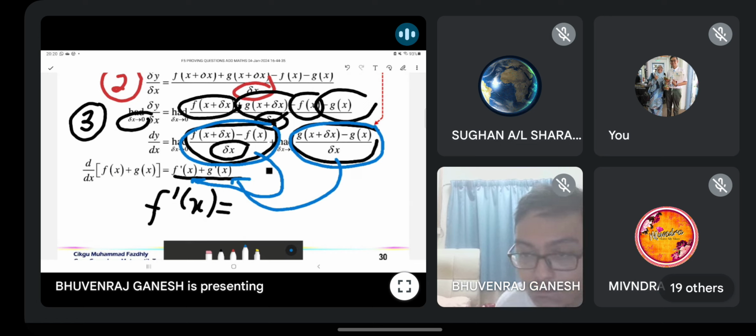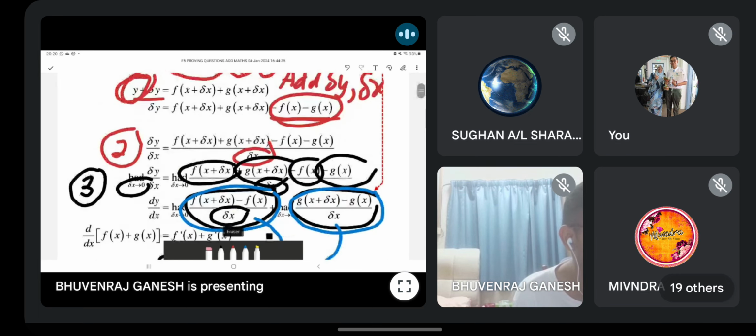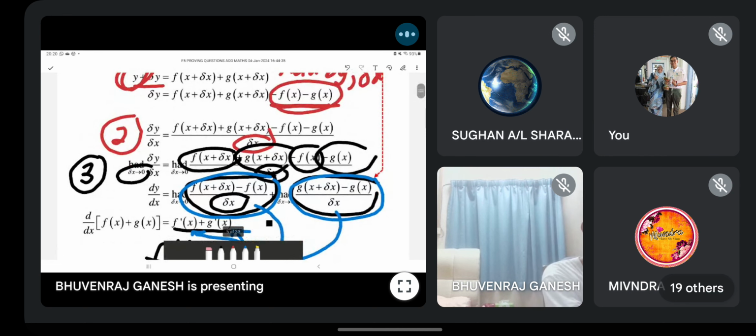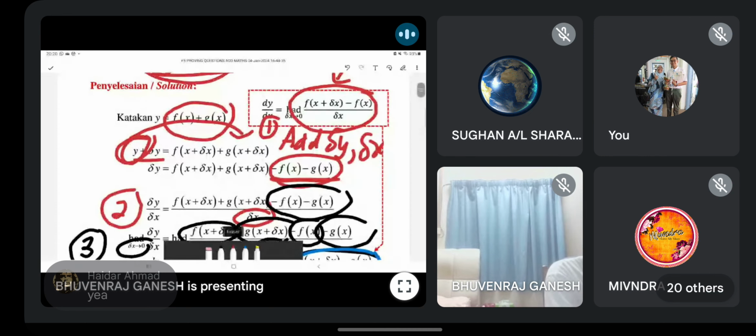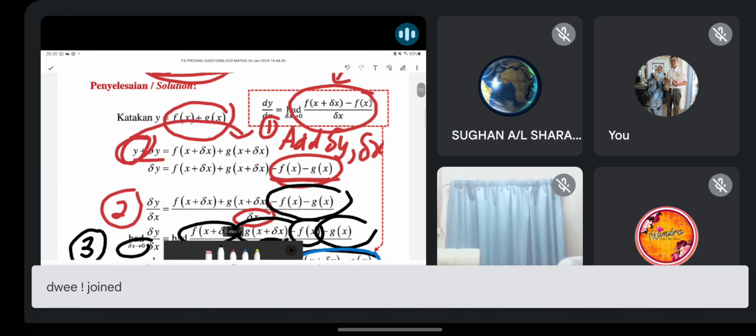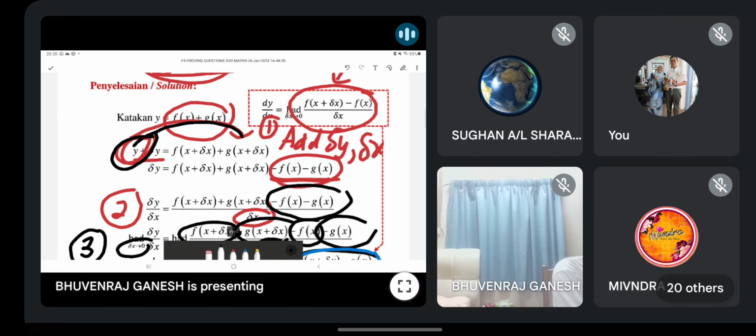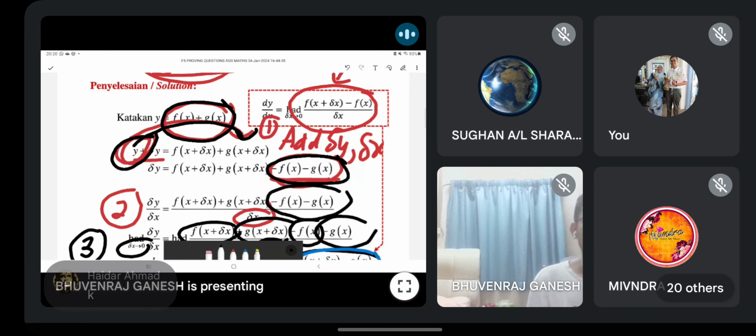What is negative f(x) minus g(x)? Which one, Aida? Which line? Negative f(x). Oh, this one. Do you mean this one? Very simple only. You just shift the y to the right hand side of the equation. Based on the assumption here, y is f(x) plus g(x). That's why it becomes minus f(x) minus g(x). Can you see it? Okay.